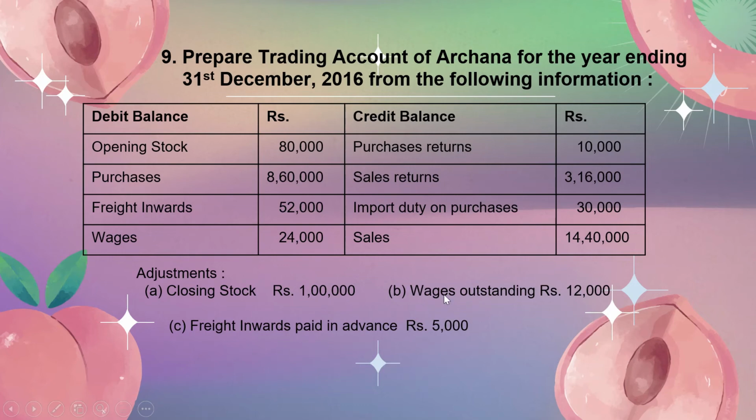Now see wages, where will it appear? On the trading account debit side. So there you have to go and add the outstanding wages. And here freight inwards, it is paid in advance. It is for the next year also they are paid. So this also will appear in the trading account. So you have to subtract whatever is related to next year. Whatever items belong to the current existing accounting period, that you should add.